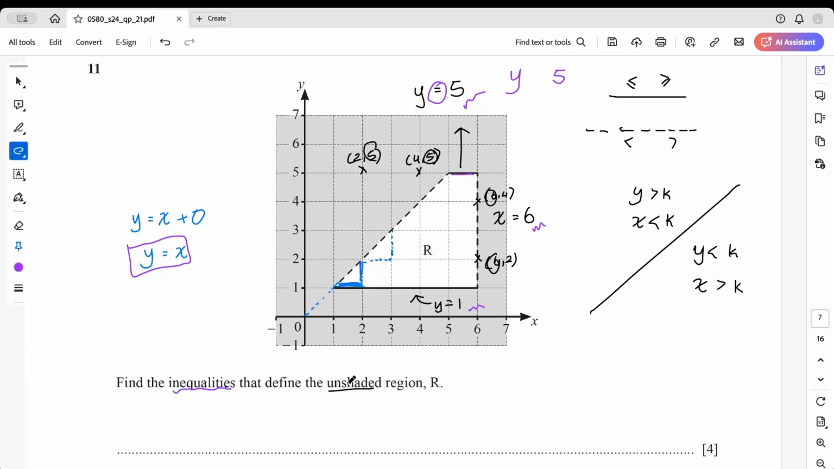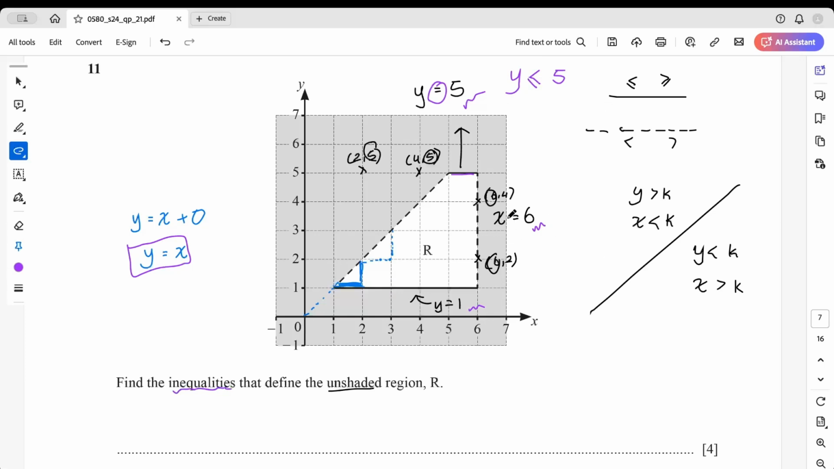Now, since we are defining the unshaded region, we're looking at below here, because this is the unshaded region, remember? So below this line, remember, we looked at less than, because we are looking at this in terms of y instead of x, so we're looking at below, so we're looking at less than or equal to. That's your first inequality.